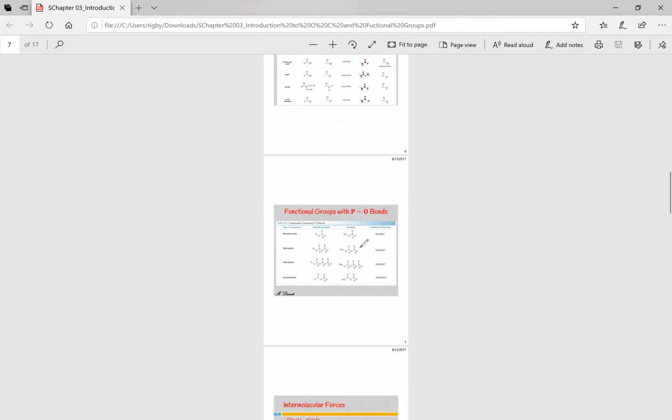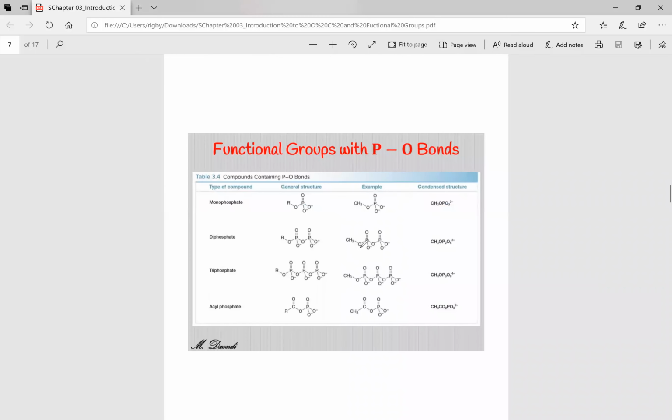Okay. And so then the last big group of functional groups is groups with PO bonds. This is something that you'll get into more in biochemistry or other classes, when we have a monophosphate, diphosphate, triphosphate, or an acyl phosphate.